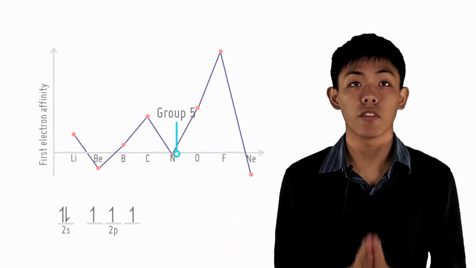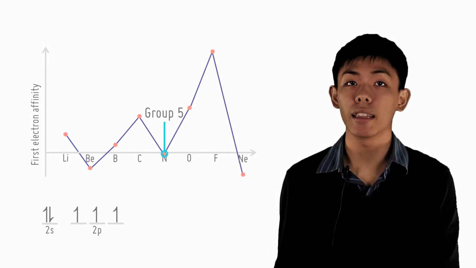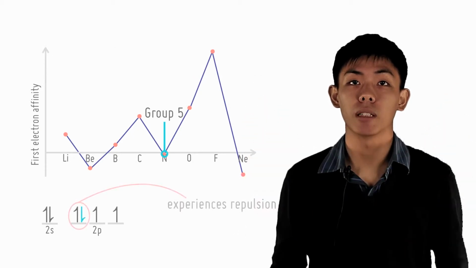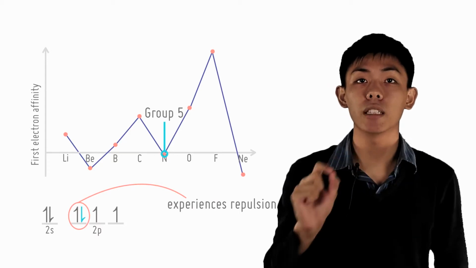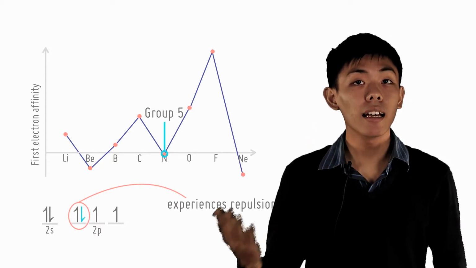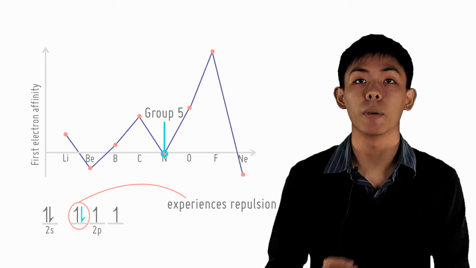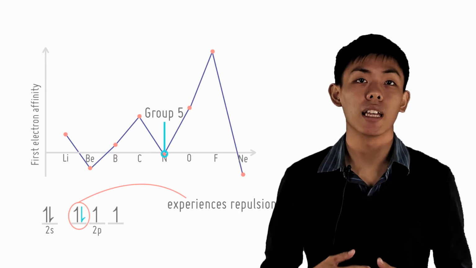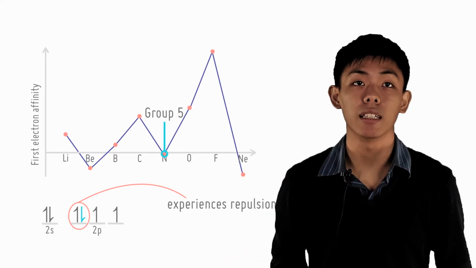As for group 5, the energy required to add the electron mainly comes from the repulsion. Recall that in each p orbital there is already one electron, and adding another electron into this orbital will result in some slight repulsion and hence a drop in electron affinity.